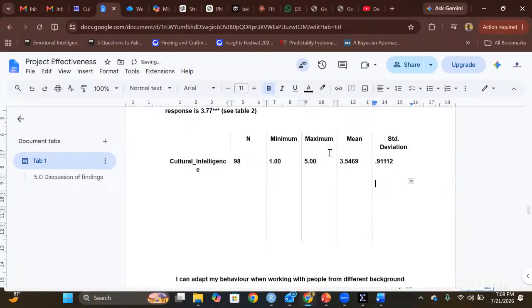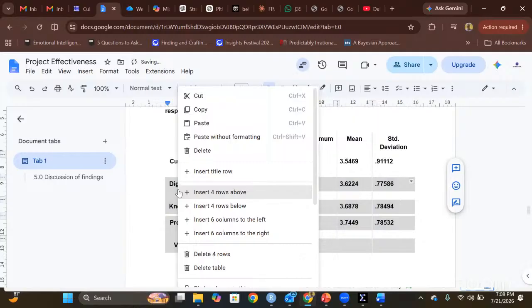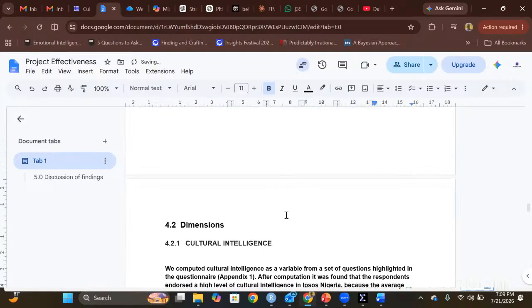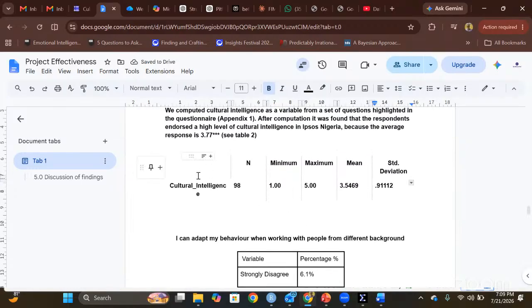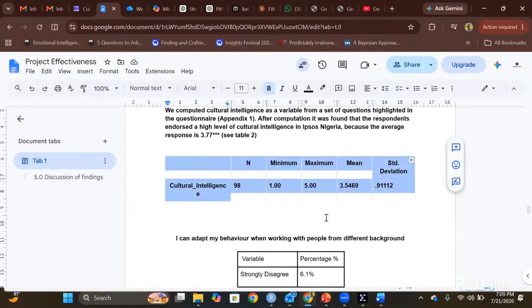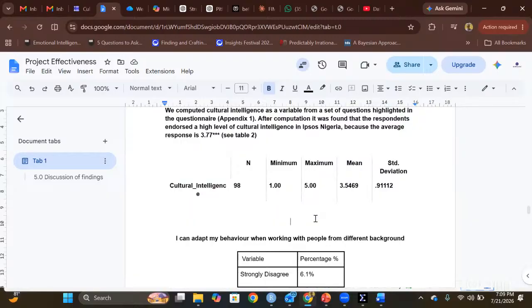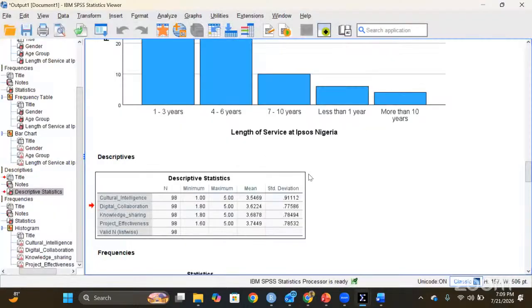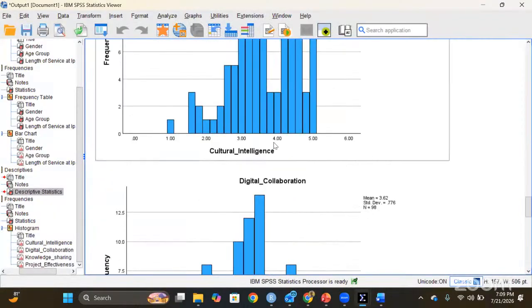Do we need the minimum, maximum, mean, and standard deviation? Do we need those figures too? It is dependent on you, my sister. You can leave it or not leave it. But most of the time, you can leave it. So when you remove all of these ones, your table becomes naked.